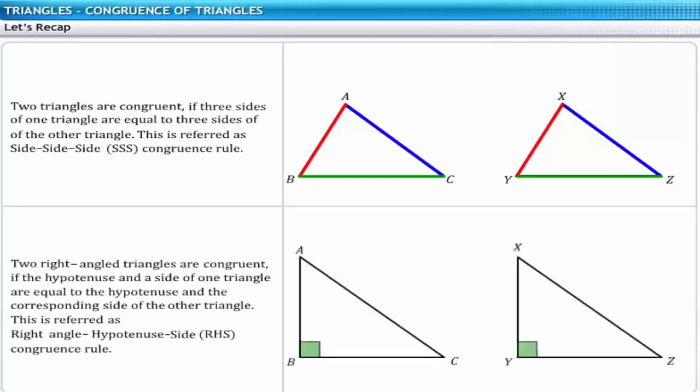Two right-angled triangles are congruent if the hypotenuse and a side of one triangle are equal to the hypotenuse and the corresponding side of the other triangle. This is referred to as the right-angle-hypotenuse-side or RHS congruence rule.